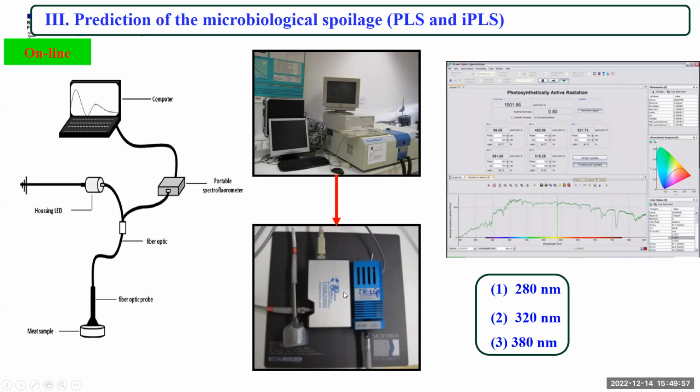In order to develop this device, as I said before, we identified different ranges that were very interesting for predicting the microbiological loads, and we bought different LEDs that were located in the ranges that we previously identified. So we used 3 LEDs. Here you have the 3 LEDs that we used in this device. So we had 3 devices, one for each LED.